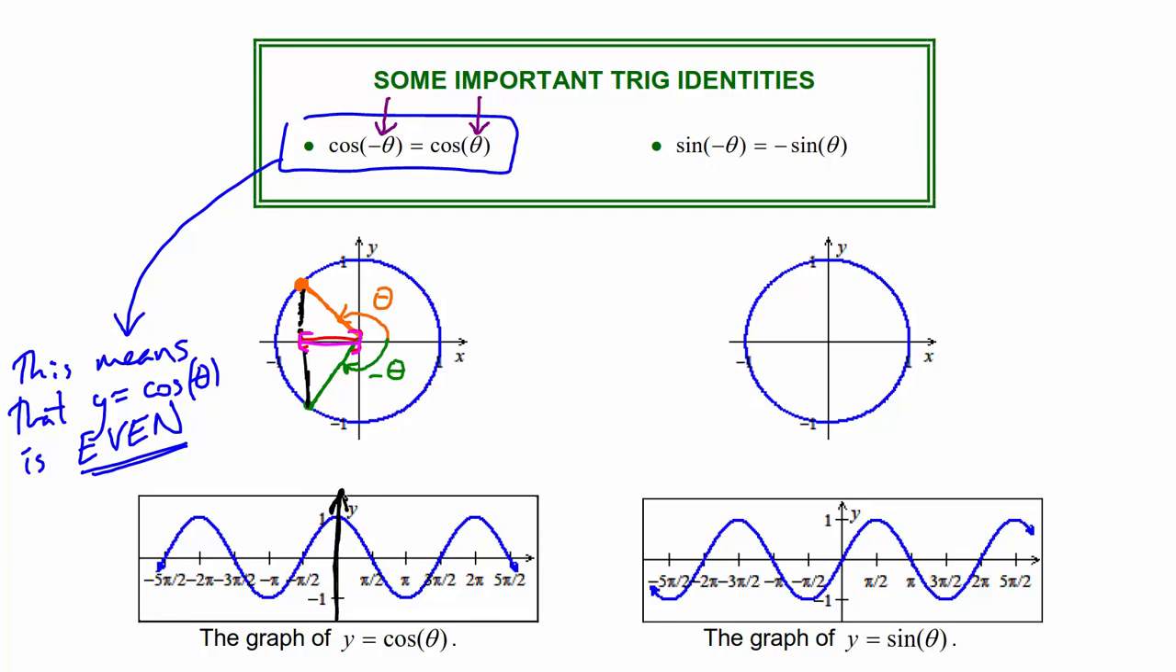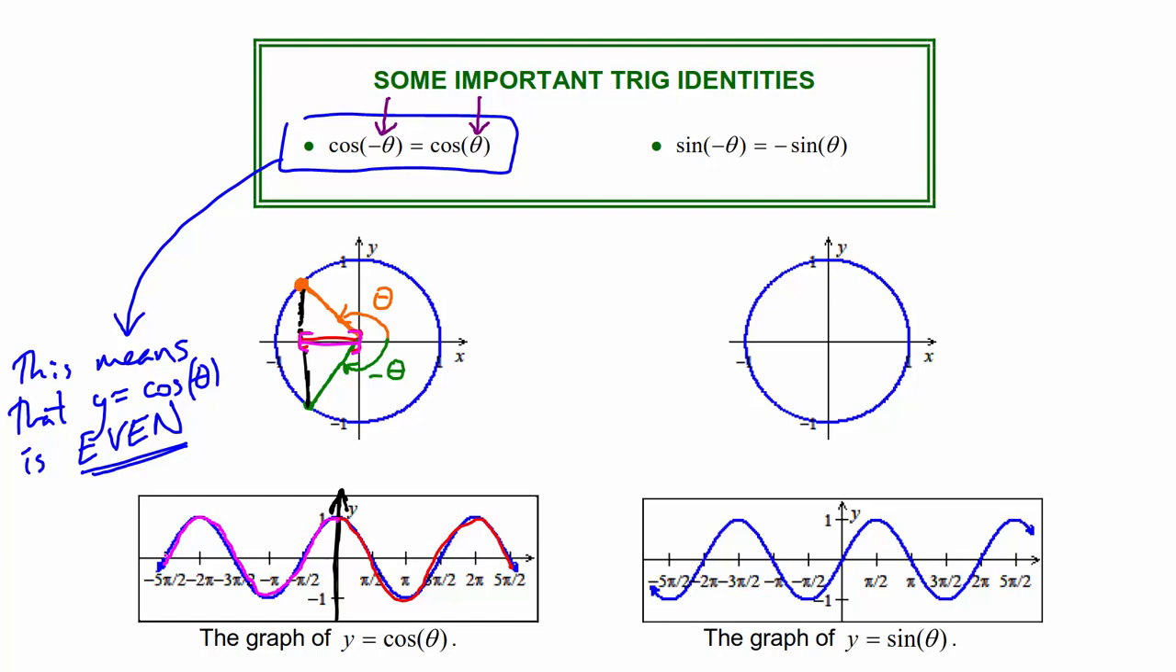So this y-axis is the center of the symmetry for this function, and what we mean by that is that the portion of the graph on the right side of the y-axis is a mirror image of the portion of the graph on the left side of the y-axis. So this identity informs us that the graph of the cosine function is even.